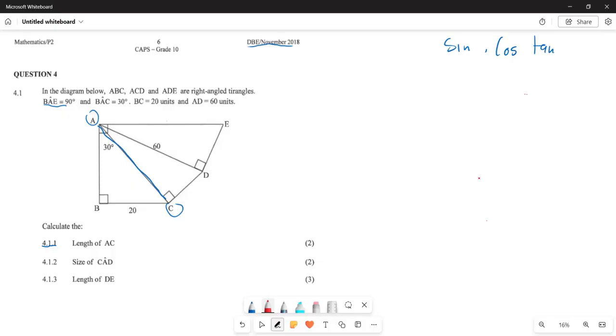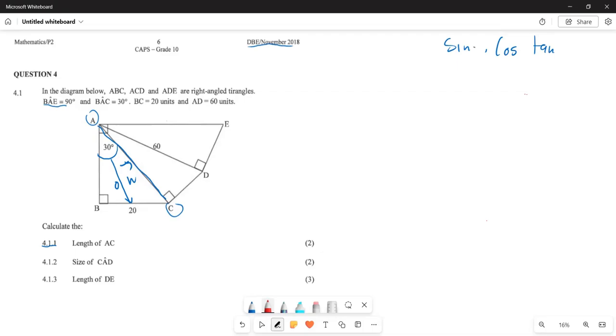If you can check, you are given this angle here, right? So we are given 30 degrees, and you are given a side that is opposite to that 30 degrees, and you are also given the hypotenuse side. So you are given an opposite and a hypotenuse. Which trigonometric ratio now concurs with opposite and hypotenuse?